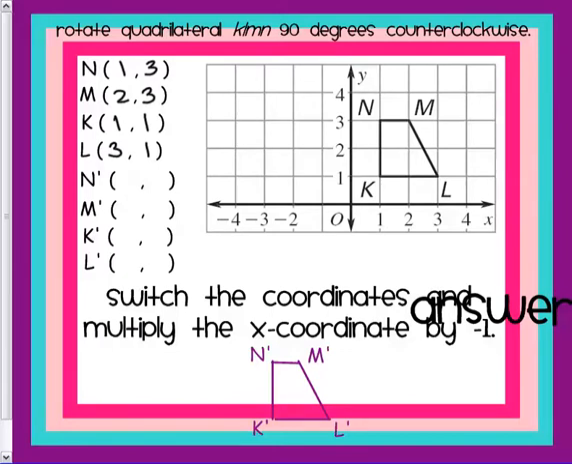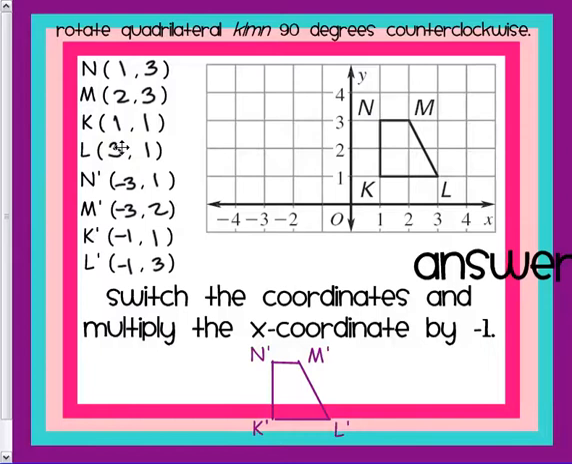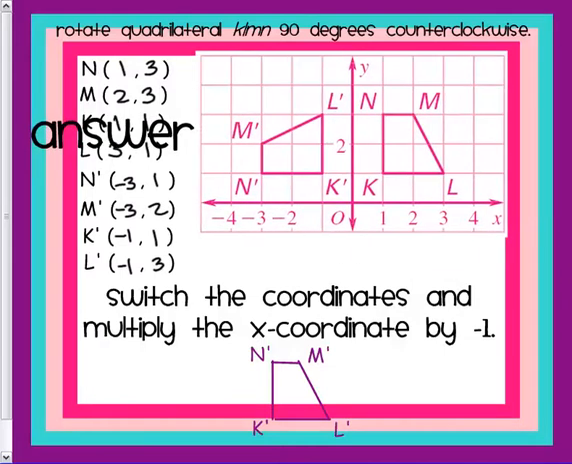Okay, so we've got the coordinates here. N would be 1, 3, M would be 2, 3, L would be 3, 1, and K would be 1, 1. Okay, so the image would be rotated, so all the x coordinates need to be multiplied by -1 after we have switched the x and the y. So if you look here, I would flip-flop the 3 and the 1, and then make the new x negative. Flip-flop, negative, flip-flop, negative, flip-flop, negative. So it would look like this.